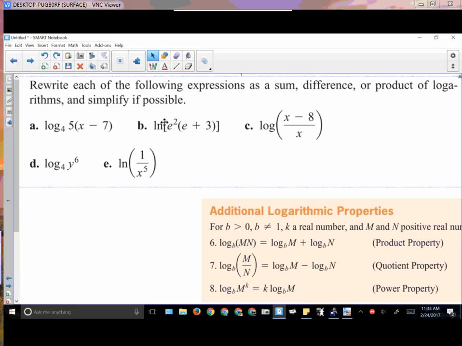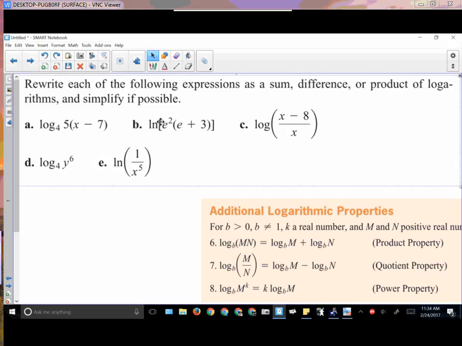Okay. We want to rewrite each of the following expressions as a sum, a difference, or a product of logarithms. One of the reasons why logarithms exist is so that people were able to do complex calculations. If you like, they're the scientific calculator of the day. Okay. So let's take a look at the first one. I have log base 4 of 5 times (x minus 7). Which one of these is it going to fit?